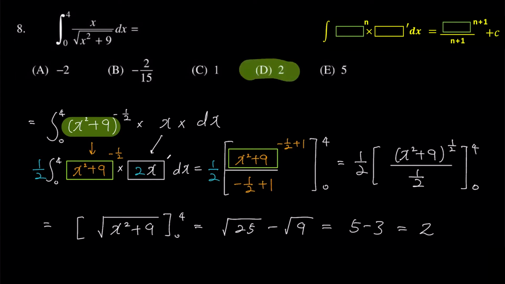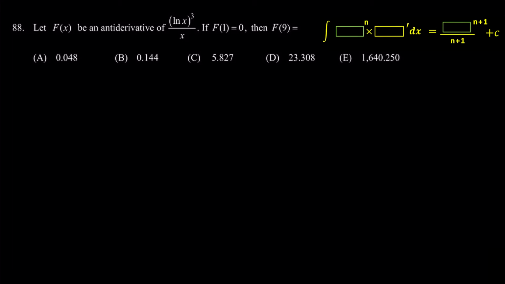The answer is D. It is interesting that the answer D appears quite frequently in these integration problems of the AP Calculus MCQs. This problem is a bit different. It asks for the value of f of 9 given the differentiated form of f of x. Let's take a closer look.